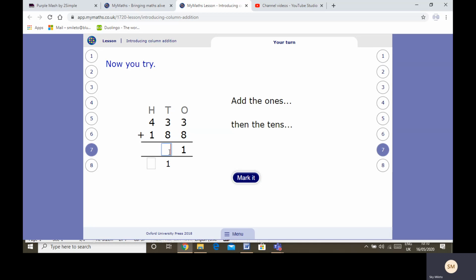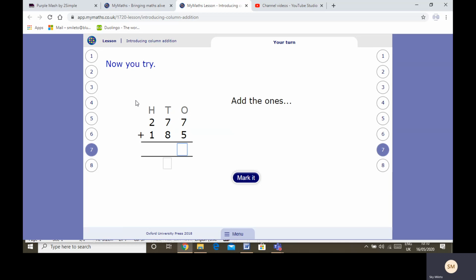I say 12, it's actually 120, isn't it? So the 2 has to go in the tens, because that's the 20 in 120. And the 100, and 4 plus 1 plus 1 is, or I'm getting ahead of myself, 4 plus 1 plus 1 is 6. So my answer must be 621.